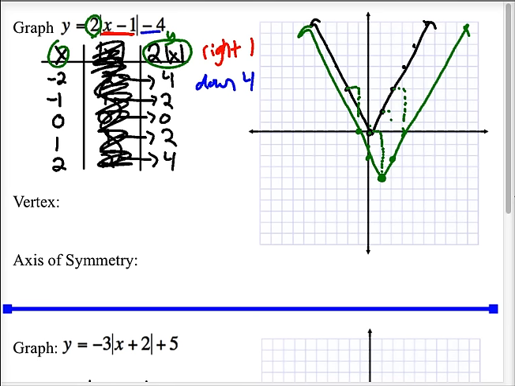All right, and again, you deal with the stretch inside the table, plot it, and then you shift it around to create that absolute value function. The vertex was moved to the right 1 and then down 4. And again, as always, that axis of symmetry is the line, the vertical line, that goes through the x value of the vertex.